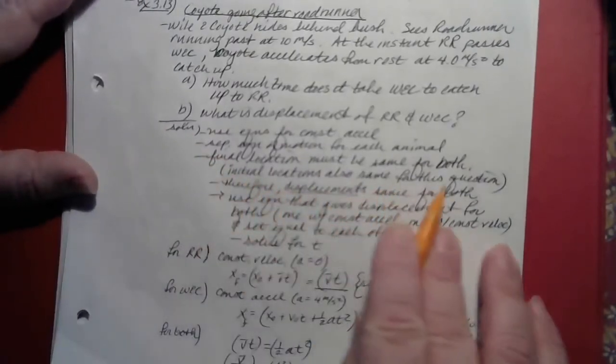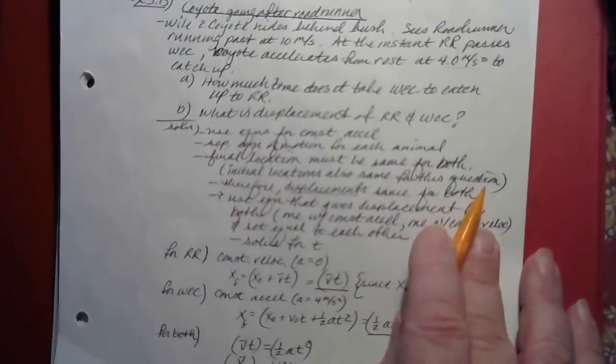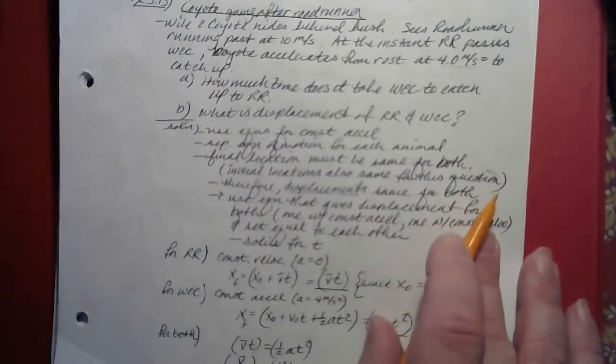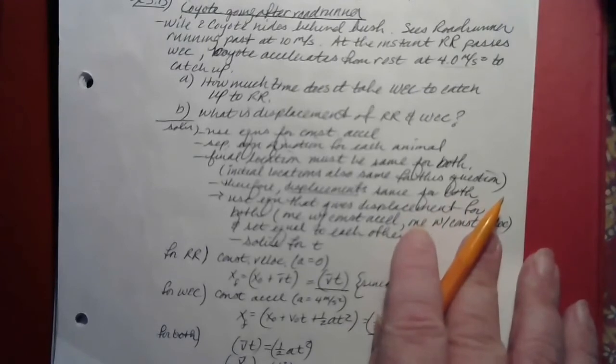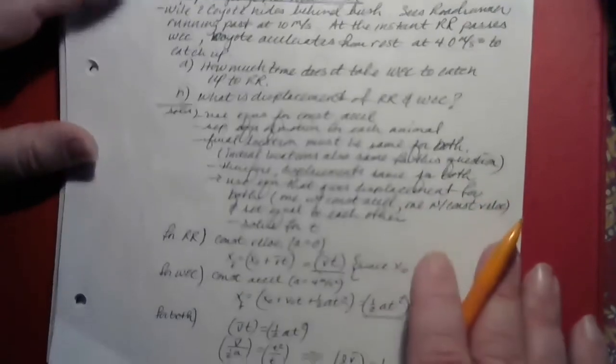Okay. The initial locations are also going to be the same, at least in the context of this question, because we're only looking at the chase. So we don't really care how far or how fast the Roadrunner was running before he passed the coyote. We only care about the moment from when the coyote starts chasing him to the moment when he catches up to the Roadrunner.